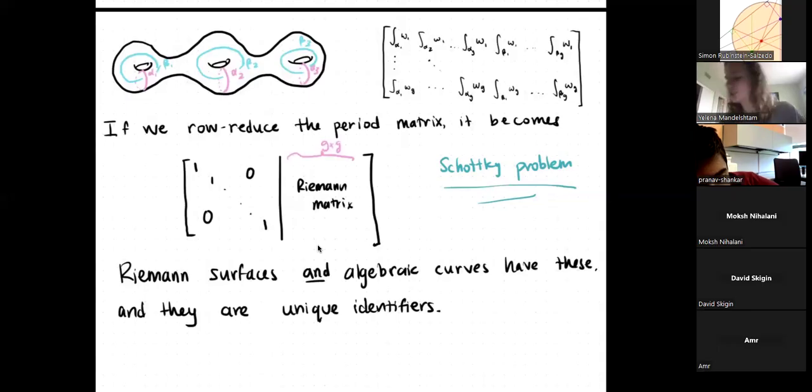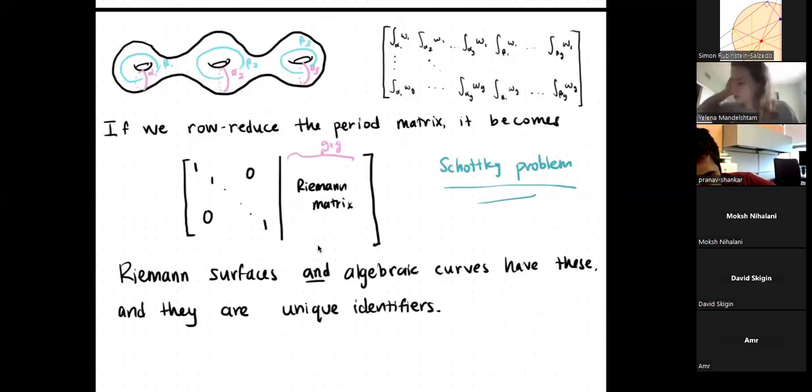This is solved for genus 4, and for genus 3 and below, all matrices are Riemann matrices. For genus 4, not all of them are, but we know exactly which ones are. For genus 5 and above, this just hasn't been solved. As a classical problem, it's been open for a long time and been attempted, and progress is made towards it occasionally, but it's still unsolved and it's considered hard.